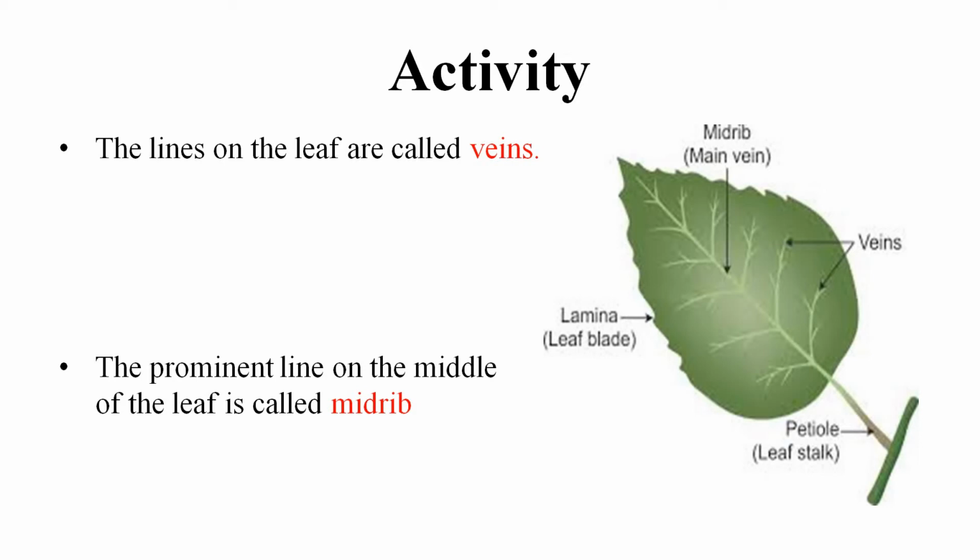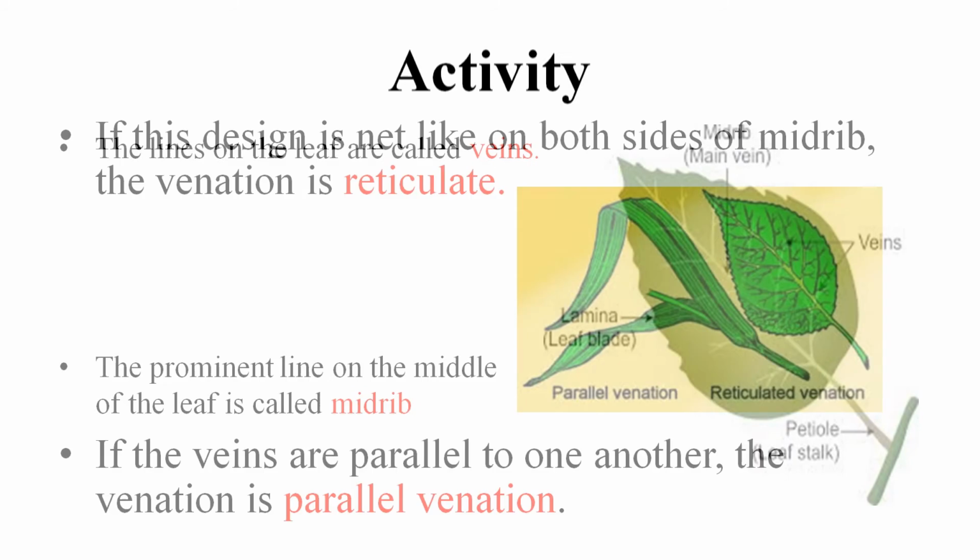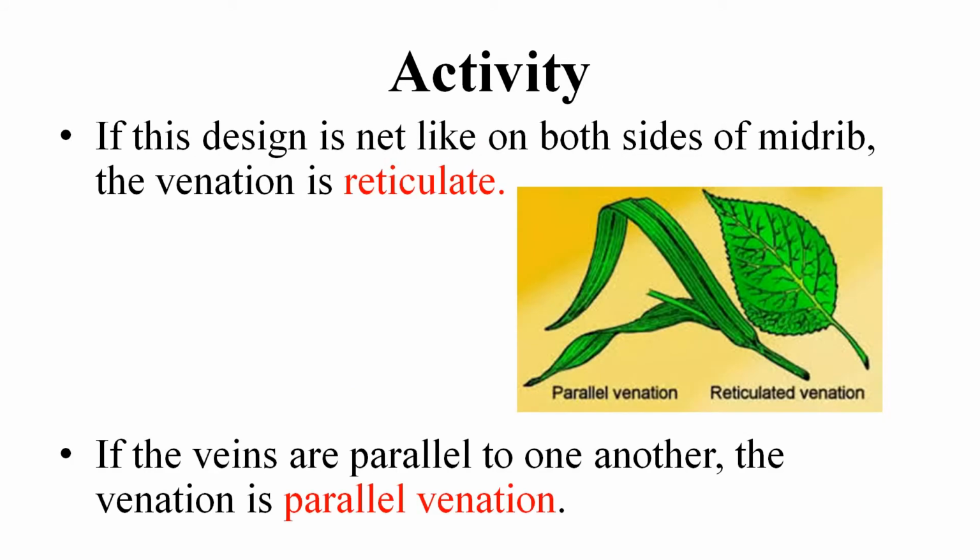The design made by veins in a leaf is called leaf venation. If this design is net-like on both sides of the midrib, the venation is called reticulate. And if the veins are parallel to one another, the venation is called parallel venation.